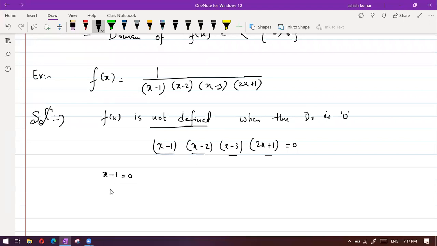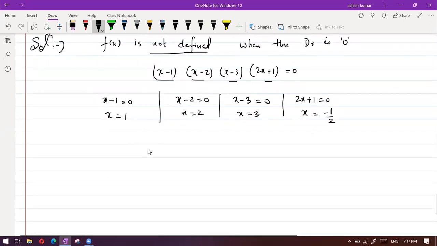So put x minus 1 equal to 0, you will get x is equal to 1. Put x minus 2 equal to 0, you will get x is equal to 2. Put x minus 3 equal to 0, you will get x is equal to 3. And when you put 2x plus 1 equal to 0, you will get x is equal to minus half.